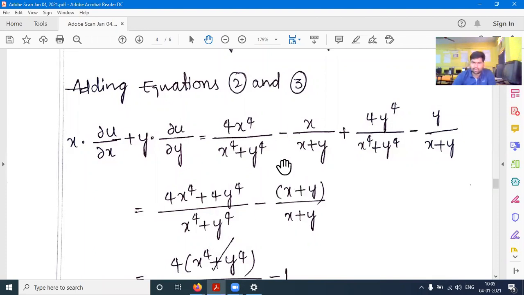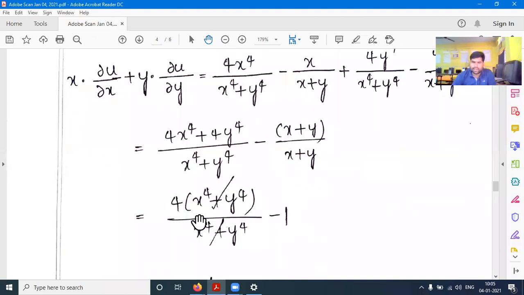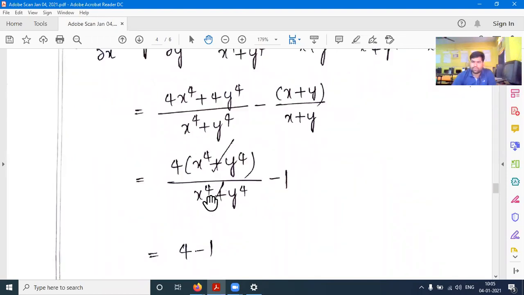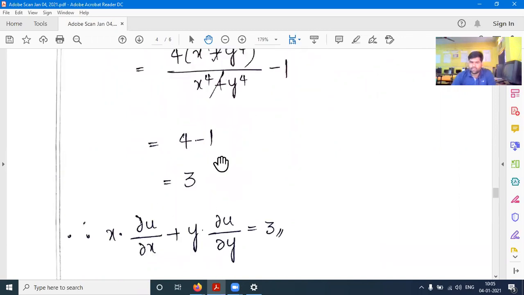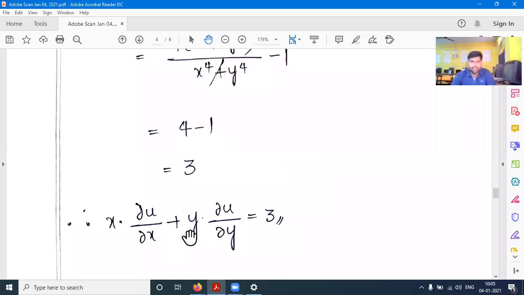You have to take minus as common. So x plus y will get cancelled, that is minus 1. If you take 4 as common, then x to the power of 4 plus y to the power of 4 by x to the power of 4 plus y to the power of 4 will get cancelled. So that is 4 minus 1, equal to 3. So x into dou u by dou x plus y into dou u by dou y is equal to 3, which is the required answer.